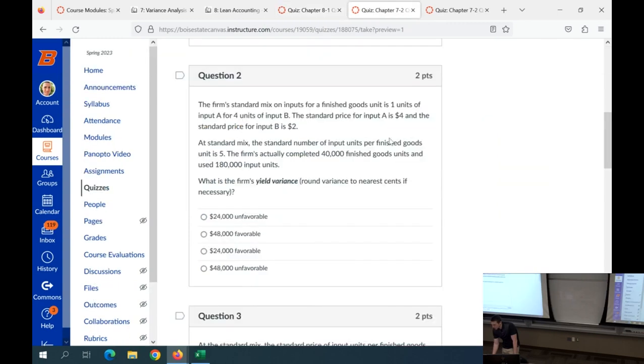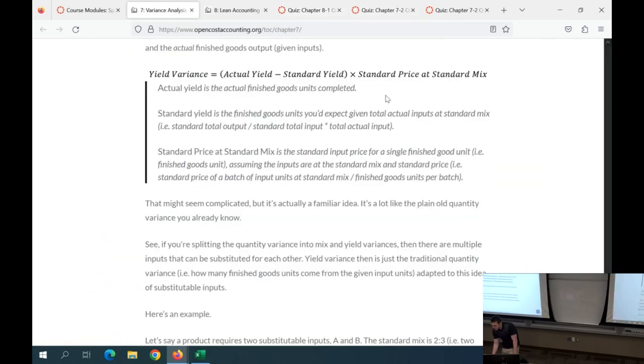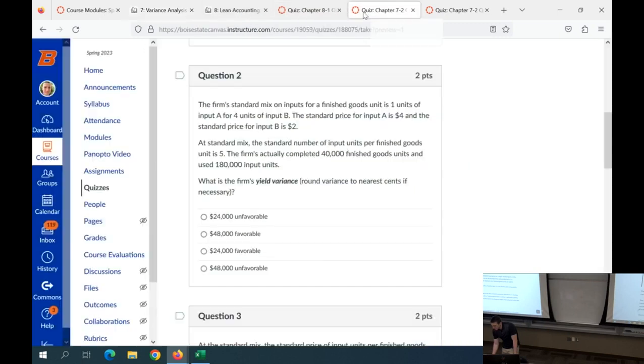Wait, where's our question? Here it is. Okay. So yeah, we're going to need this right here. That first paragraph is entirely to help get us the standard price and standard mix. At standard mix, the standard number of input units per finished goods unit is 5. So for every 5 units of input A and B, overall mix of total input units, we should get 1 finished goods unit out the other side.